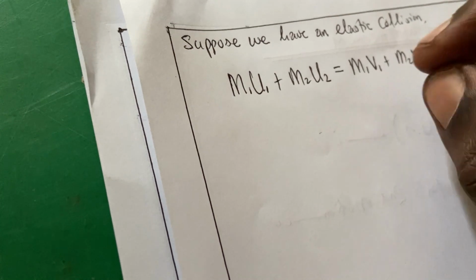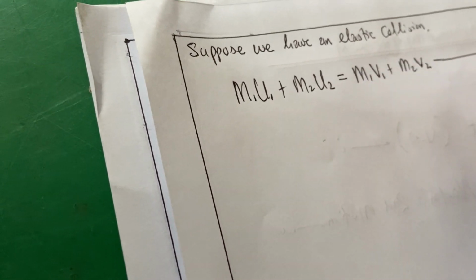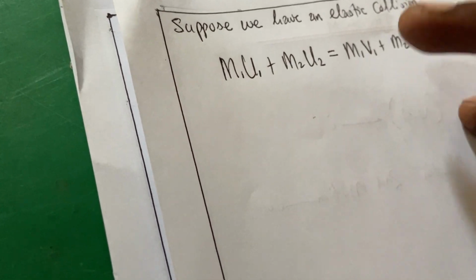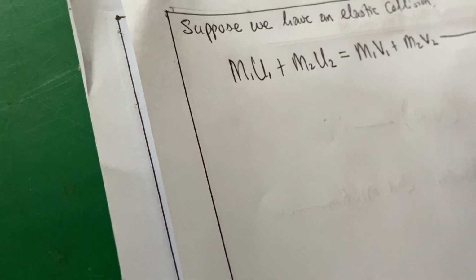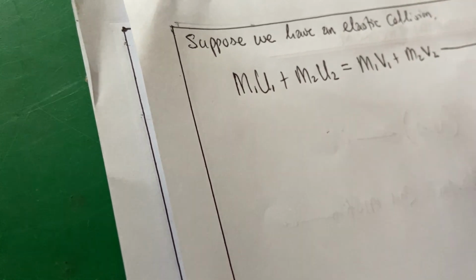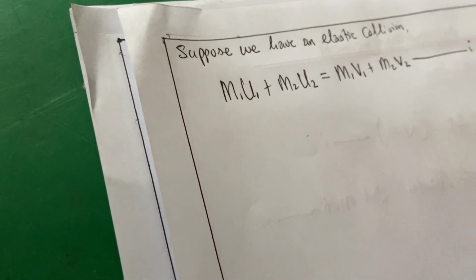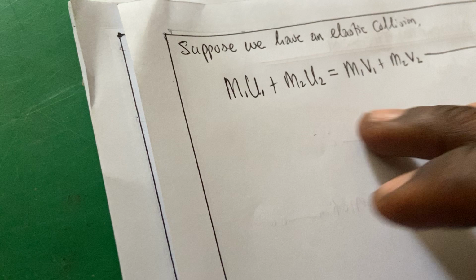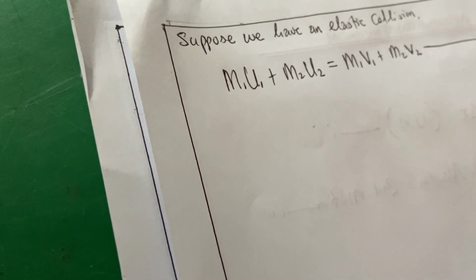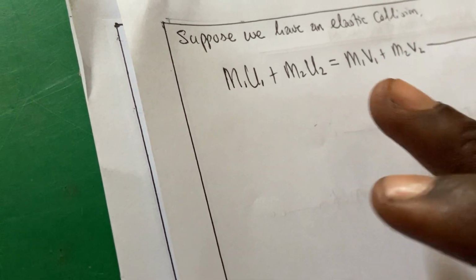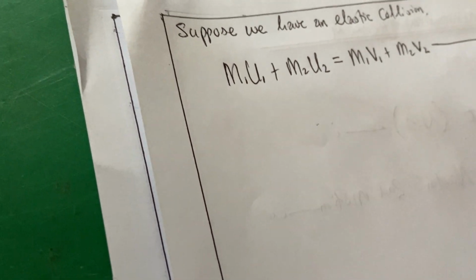Now, right now we're having different velocities, and that's because we are considering an elastic collision. In an inelastic collision, they share a common velocity after collision, but for an elastic collision they do not share equal velocity. Now this is actually the momentum formula for two bodies in collision. Now let's consider the kinetic energy, before collision and after collision.